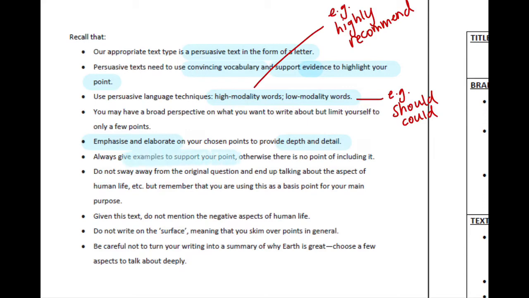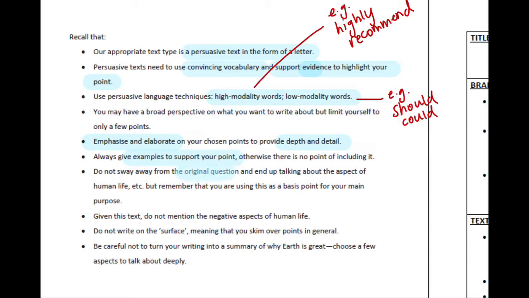Very important here. Always give examples to support your point, otherwise there's no point of including it. So if you're just going to mention it once, you might as well just don't include it. You need to build up on your main points. Do not sway away from the original question and end up talking about the aspect of human life, but remember that you are using this as a basis point for your main purpose.